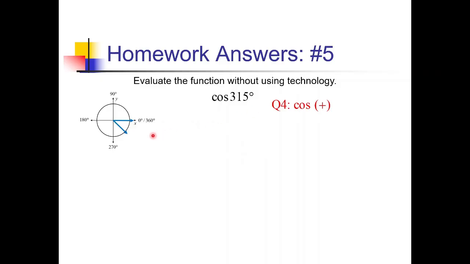The reference angle is just going to be my closest x-axis angle, 360, minus the angle they gave me, 315. So 360 minus 315 is 45. So I can rewrite this as positive cosine of 45 degrees. And I know that cosine of 45 is root 2 over 2. So that's my final answer.